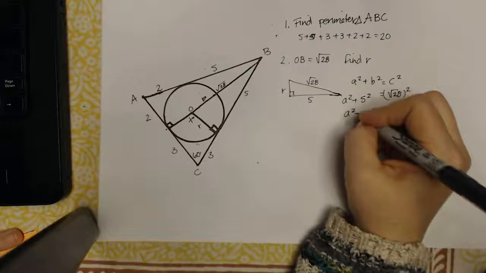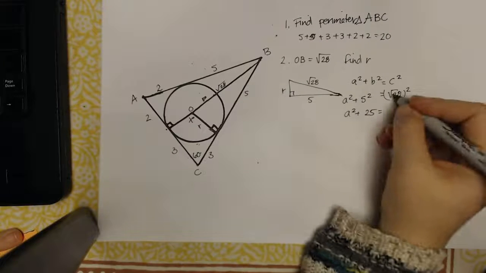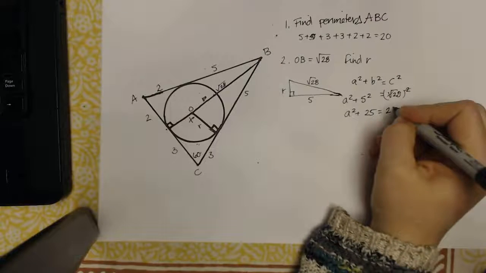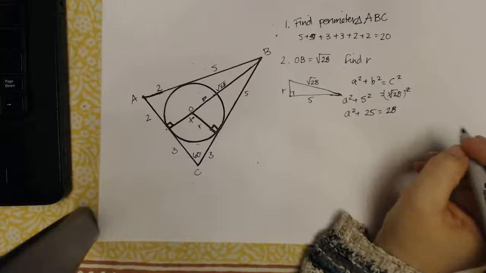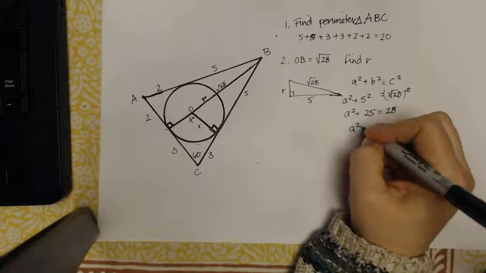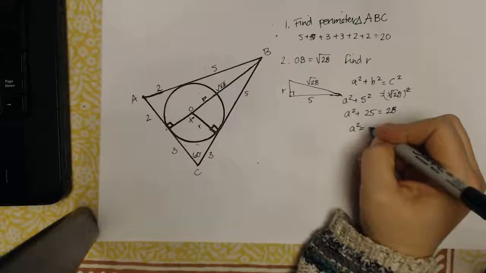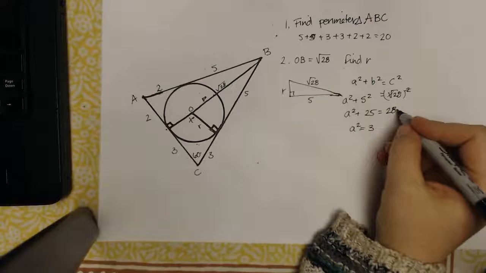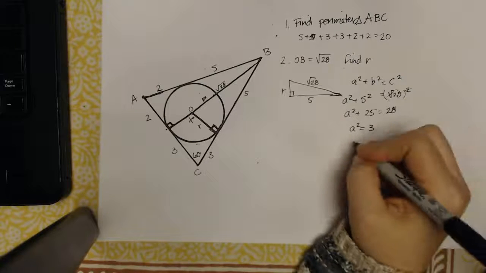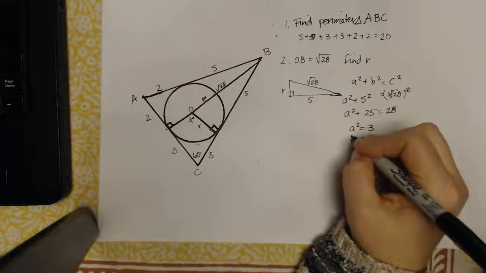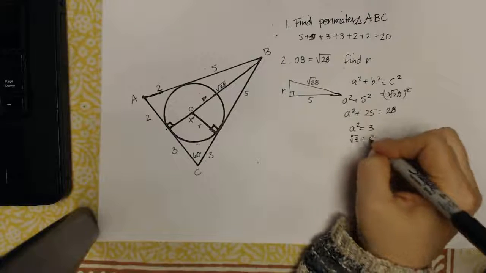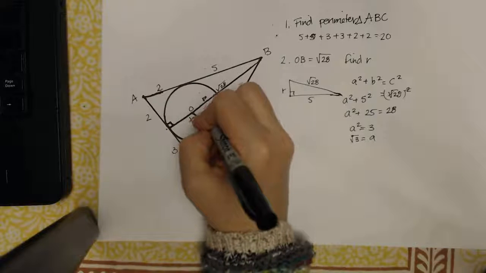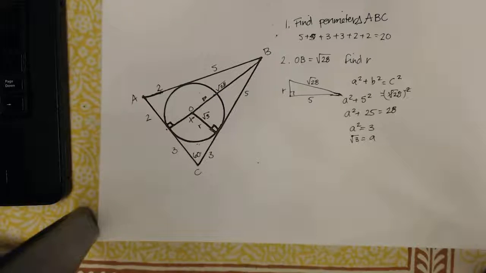Now, a squared plus 25 equals the square root of 28 squared. If I have the square root and the square, they cancel each other out, so that'll just be equal to 28. Subtract 25 on both sides, and I should end up with a squared is 3, because 28 minus 25 is 3. Once I square root both sides to solve for it, I end up with a being the square root of 3. So the radius of this circle is the square root of 3.